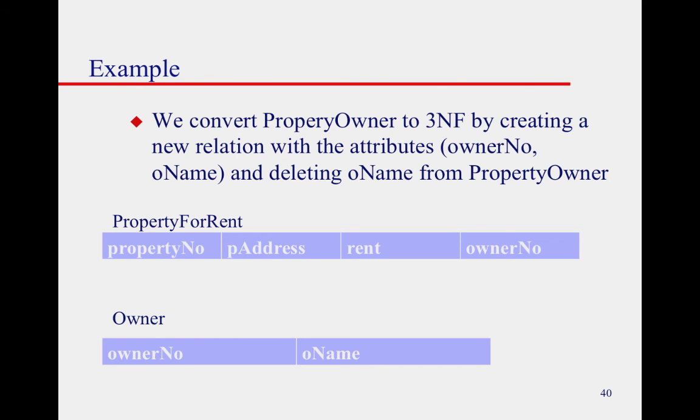So in this case, we decomposed the property for rent by moving the owner name into its own relation. We moved a copy of the determinant. We preserved the lossless join because if we join the two owner numbers, we get the original relation back. Okay? So that's third normal form.